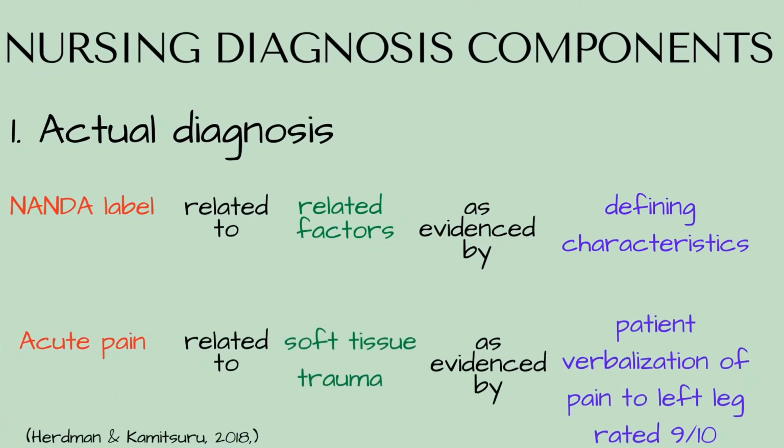The actual nursing diagnosis has three components: the NANDA label, the etiology or related factors, and the defining characteristics. It takes the format of NANDA diagnostic label related to related factors as evidenced by the defining characteristics. For example, acute pain related to soft tissue trauma as evidenced by patient verbalization of pain to left leg rated 9 out of 10. In this example, acute pain is the NANDA label, soft tissue trauma is the related factor, and patient verbalization of pain is the defining characteristic or manifestation.